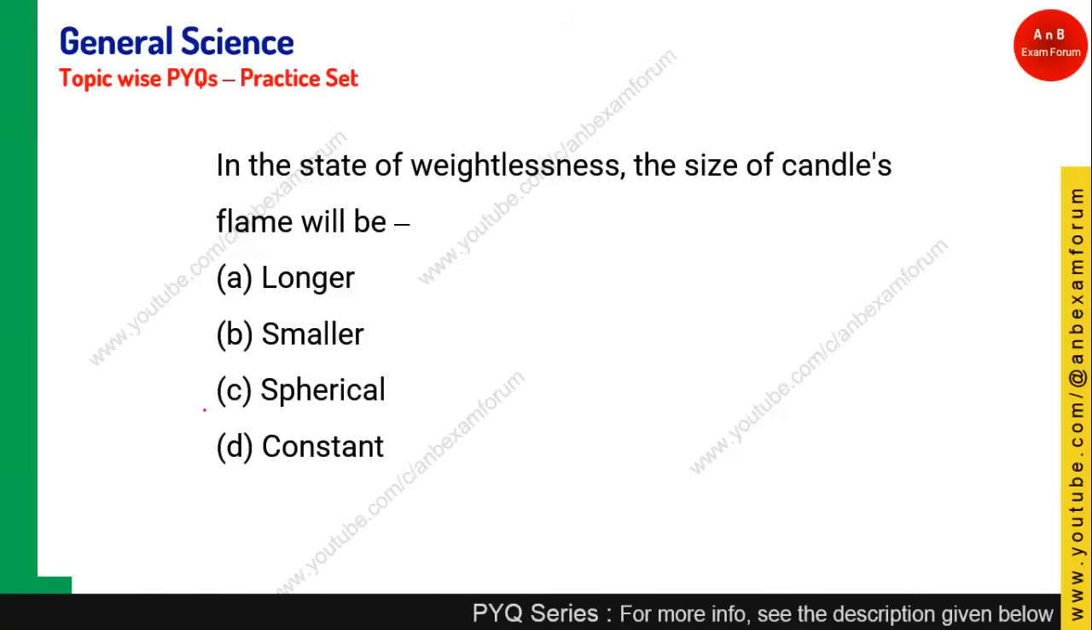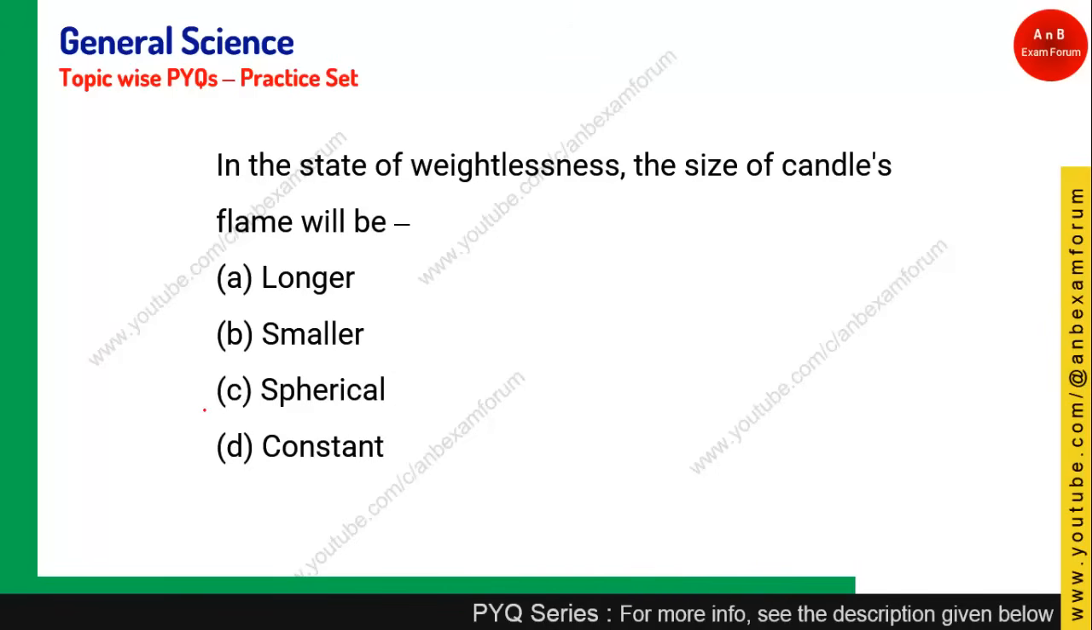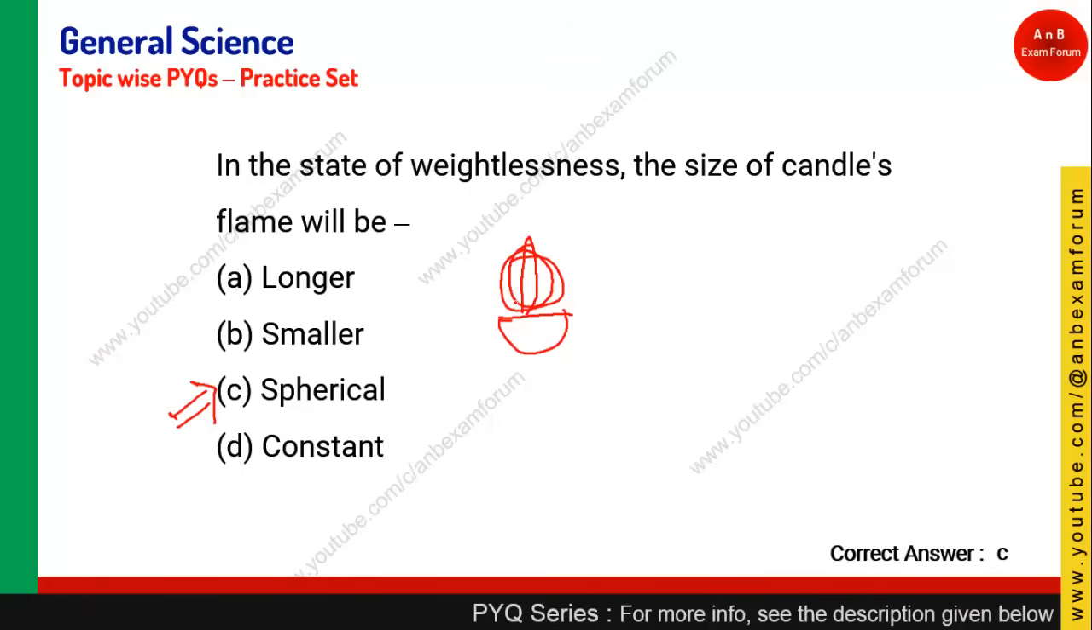Let's see the next question. In the state of weightlessness, the size of the candle flame will be, these are the four options. Weightlessness means no weight at all. So the flame will be spherical because no forces are acting. On earth, if you light a candle, the flame is elongated, which is basically due to gravity. But if gravity is not there, the flame will become a sphere in shape. So option C is the right answer.